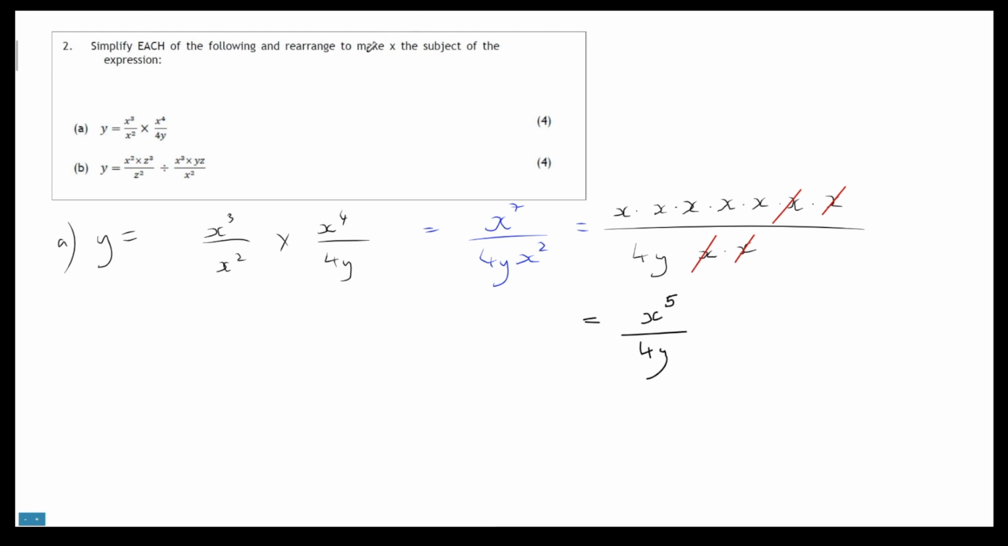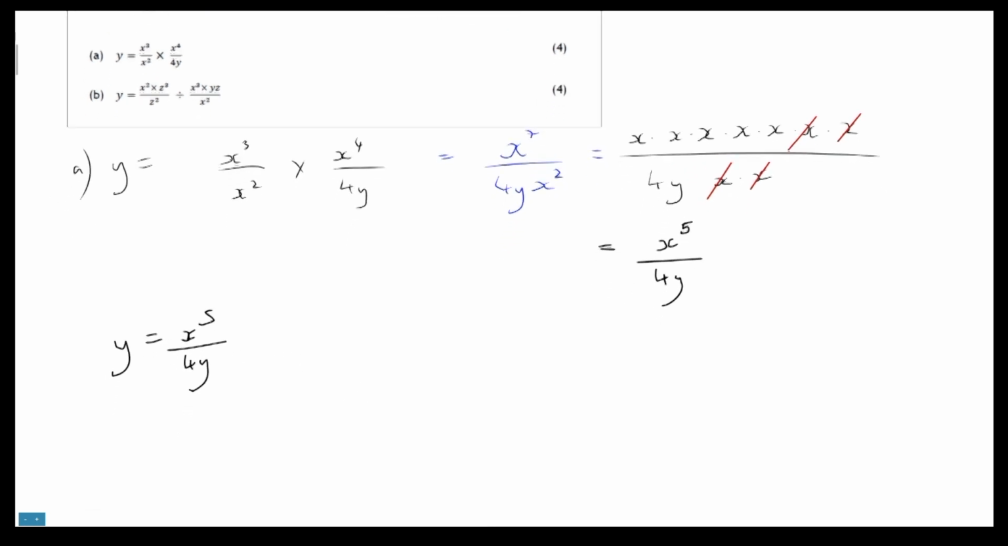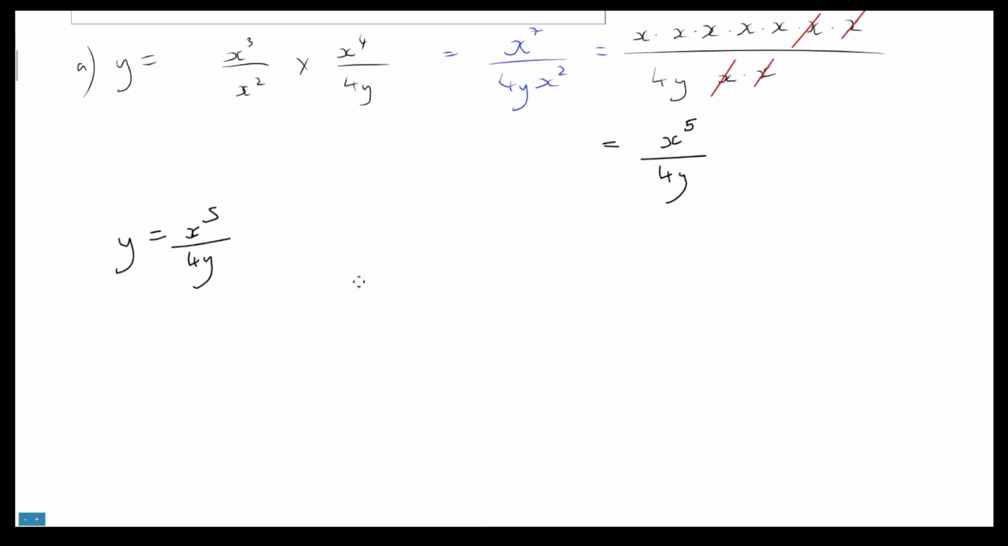Oh, no, it's not. It says make x the subject of the expression. So I'm not done yet. I've actually only got y is equal to x to the 5 over 4y. I want to make this x is equal to something. So I've got to pull out x from there. What can I do to this? Let's have a look. I'm going to have to move down for a bit more space.